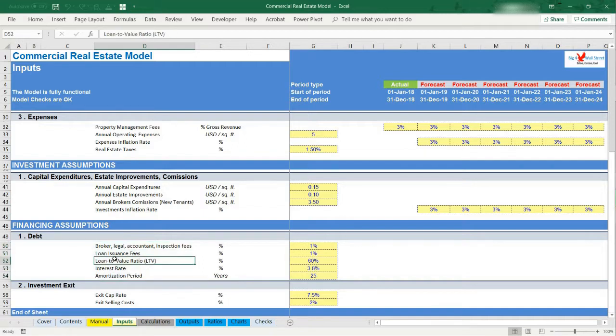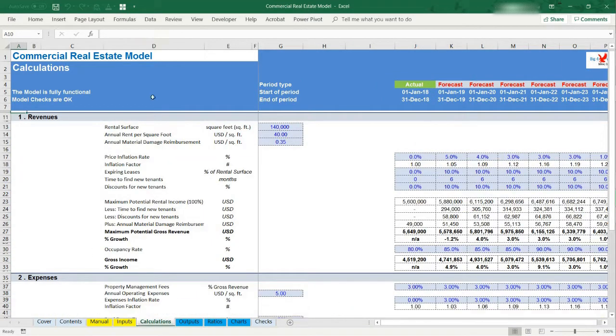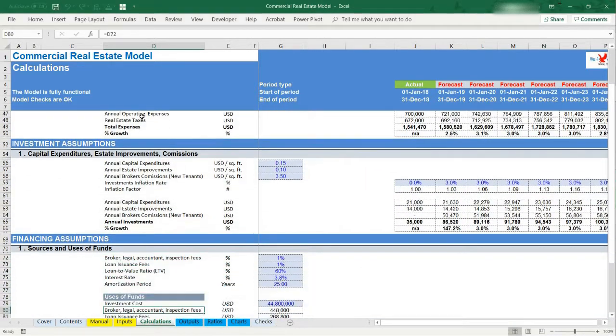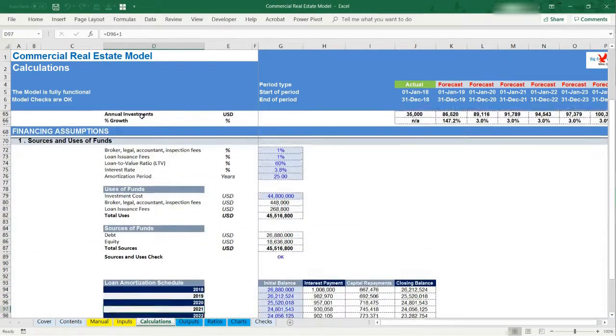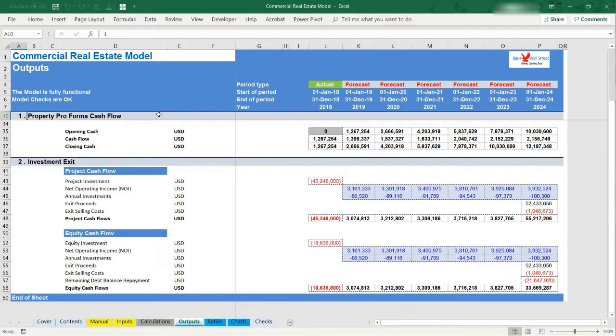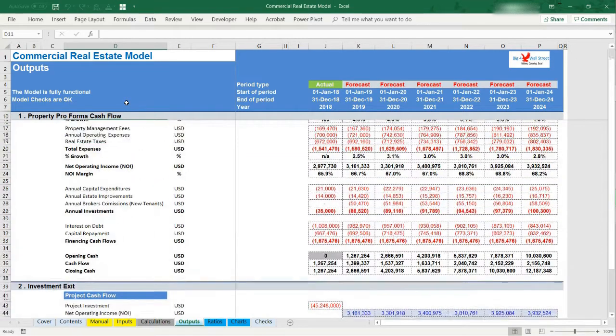On the Calculation tab, all calculations are performed instantly without the need of an Excel macro. Effectively all inputs assumptions on the previous tab are feeding the Calculations tab. Maximum potential gross revenue is calculated, followed by gross income, expenses, capital expenditures and improvements, debt schedule, amortization, and sources and uses of funds. On the Outputs tab, everything is aggregated here into the relevant cash flows projections for the property, the project, and the equity shareholders.